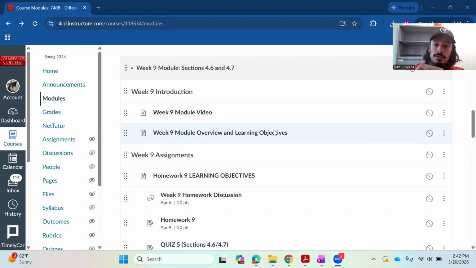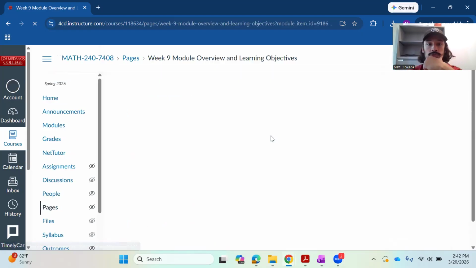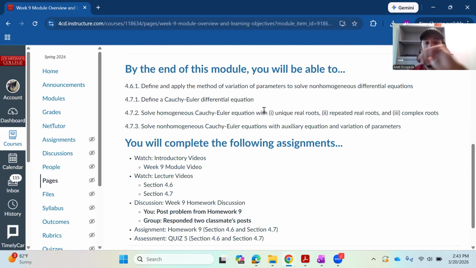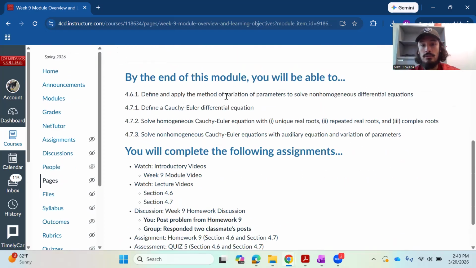So let's look at the learning objectives to see what's going on this week and the assignments. So we're going to be learning about the method of variation of parameters. All right, that helps us solve non-homogeneous differential equations. We're going to define what Cauchy-Euler is. That's a new type of differential equation we're going to learn. And we're going to be able to solve homogeneous Cauchy-Eulers and non-homogeneous Cauchy-Eulers. Okay, so that's what's going on this week.